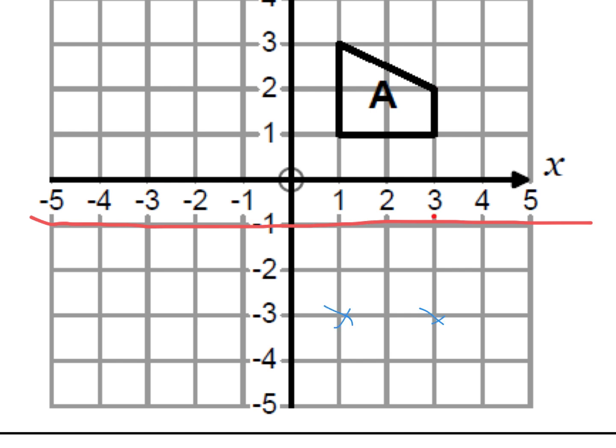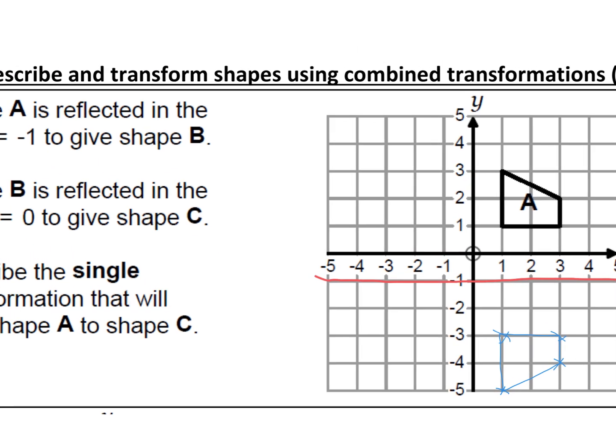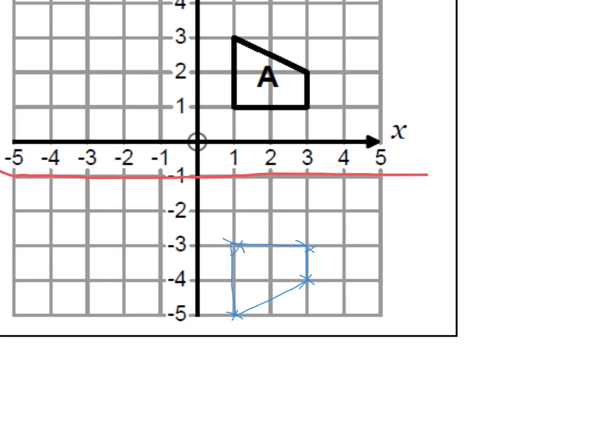This point is 3 above the mirror line, and this point is 4 above the mirror line, so we need to go 3 below and 4 below. And we join those up. You should join them up with a straight line with a ruler. Okay, so that was to give shape B, so we'll call that B.